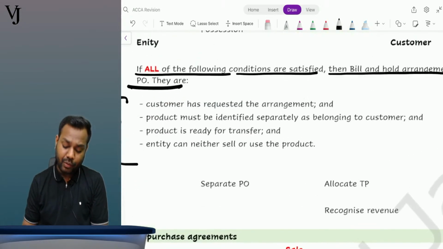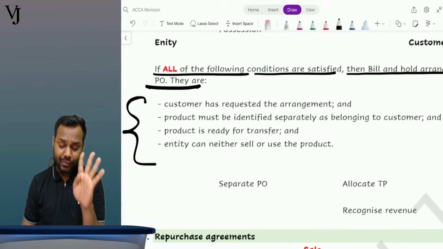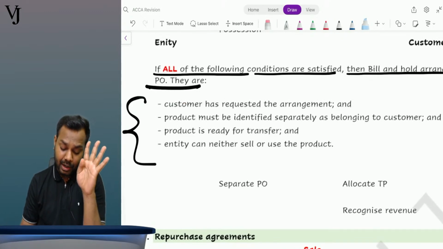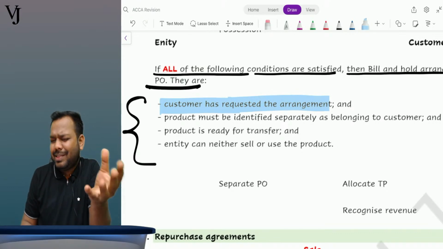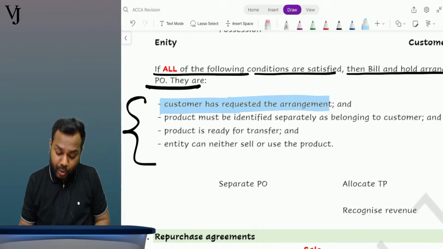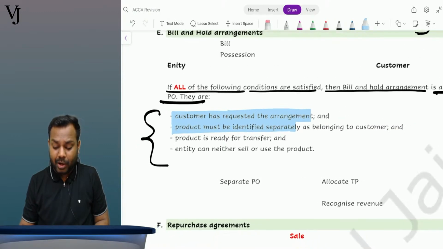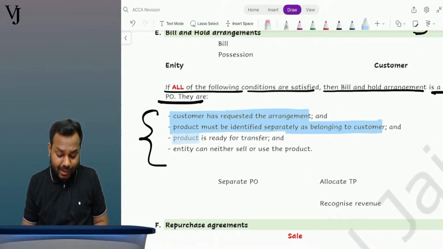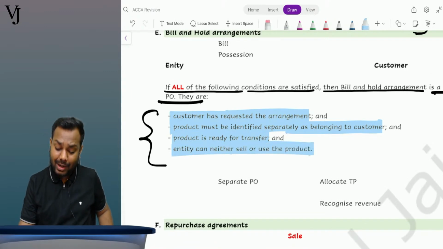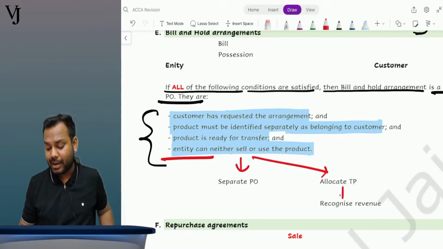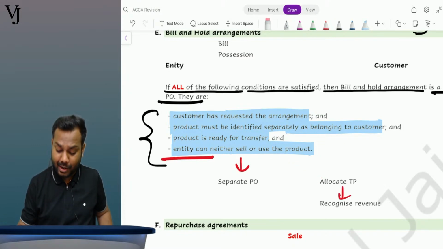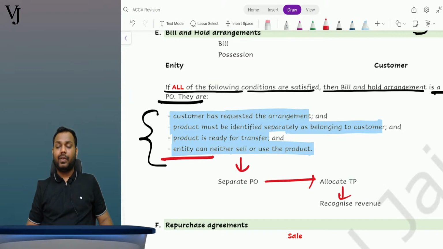So how will you do that? You have to just see whether the 4 conditions are satisfied or not. Customer has requested the arrangement. Customer requested, please give me warehousing services. Product must be identified separately as belonging to the customer. Product is ready for the transfer. Entity can neither sell nor use the product. If all the conditions get satisfied, then it is a separate performance obligation: allocate the transaction price and recognize revenue. Is it clear, everyone? Tell me.